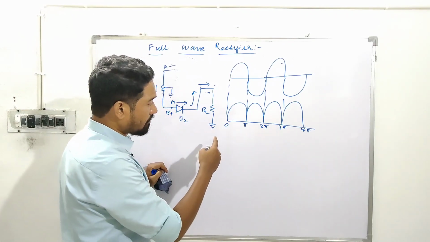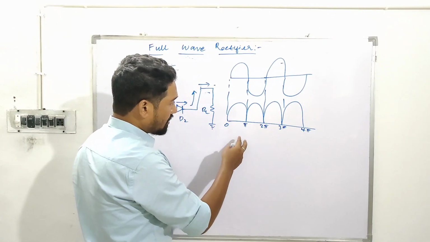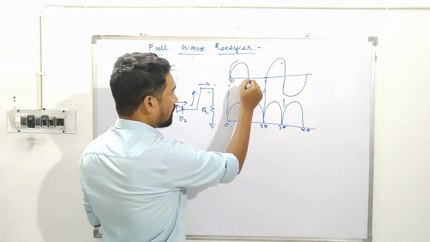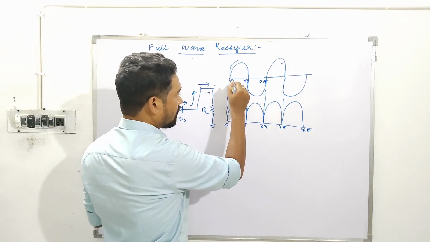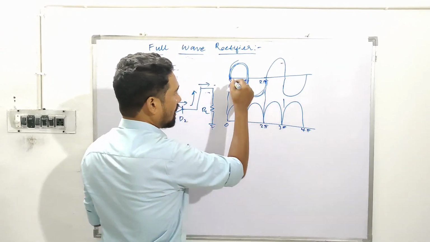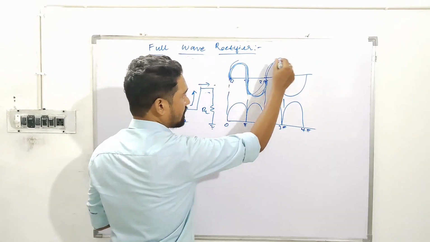So give me an answer. From which time period to which time period is one cycle? It's 0, pi and 2 pi. 0 to 2 pi is one cycle, because this waveform is repeating after this.